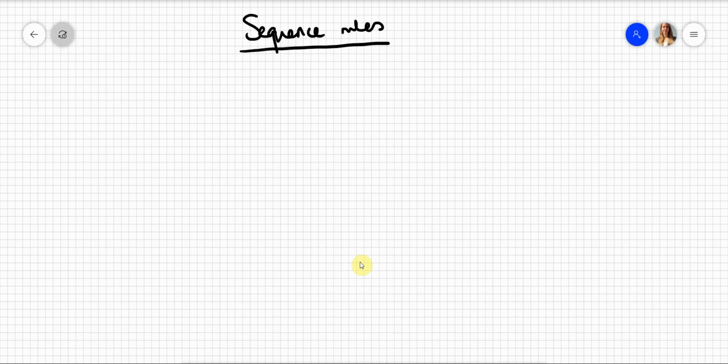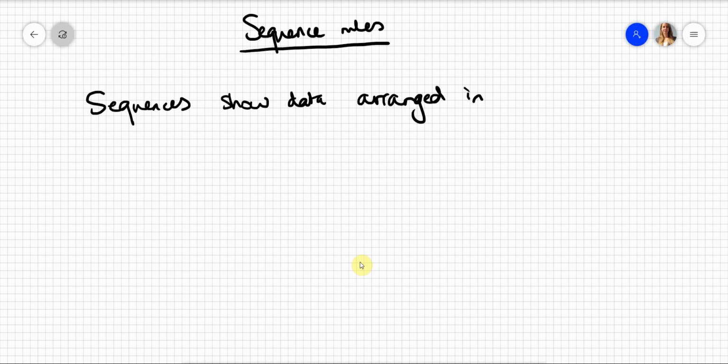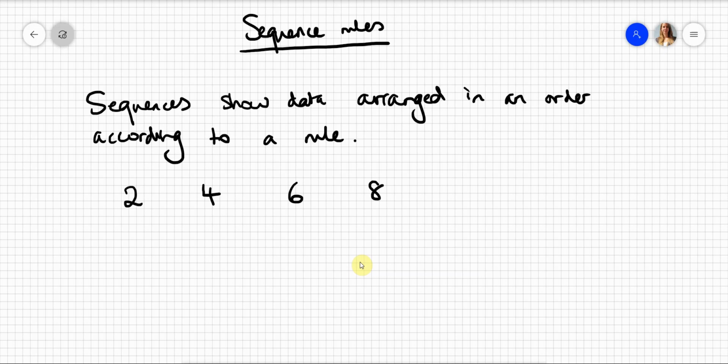So sequences show data arranged in an order according to a rule. For example, we could have the sequence 2, 4, 6, 8, 10, and the rule here is that we add 2 each time. Now today's lesson is going to cover a lot of similar things to what we covered in last week's lesson.